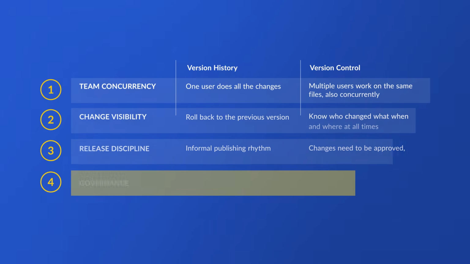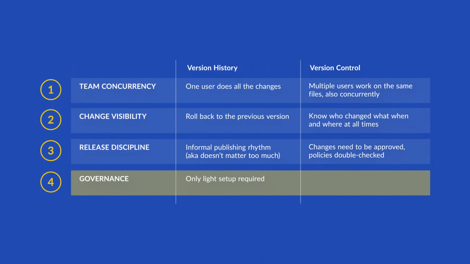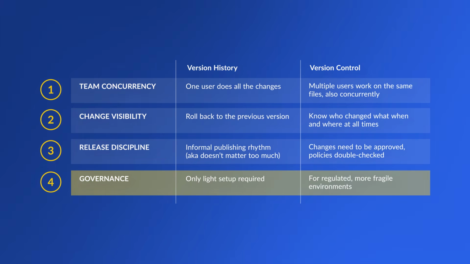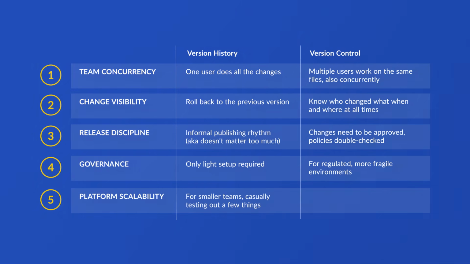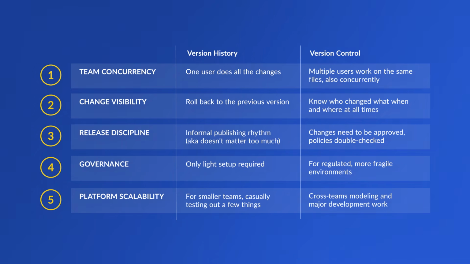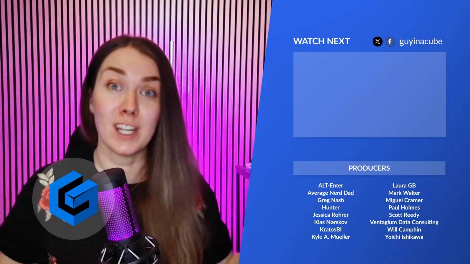Fourth up is governance. Do you only require a light governance setup? Cool, version history is also the way to go. But if you're working in regulated environments, the Git workflow will provide you with pull requests and evidence in just overall a safer architecture. Last point, platform scalability. If you're working in a small creator-led team or you're doing prototyping and checking things out, version history, that's enough. But if you're working with multiple teams and you're doing cross-team semantic modeling or report development, then Git becomes the foundation you need to build on.